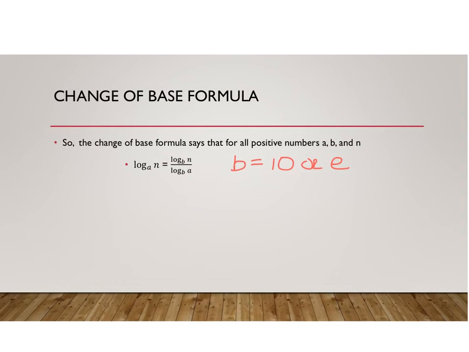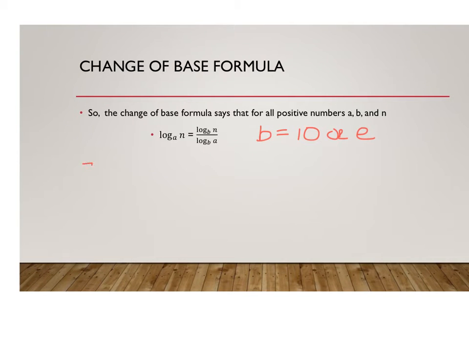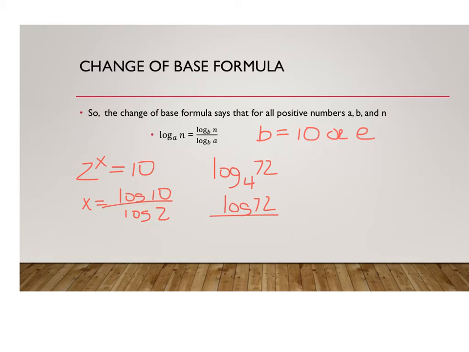If I ask you to solve an equation like, let's say, 2 to the x is equal to 10, you could take the log of both sides and move your x in front and divide, but it's simply going to be log of 10 divided by log of 2. If I ask you to do log base 4 of 72, I could simplify this by just doing log of 72 divided by the log of 4, or I could do natural log of 72 divided by natural log of 4. It's going to give you the exact same answer.